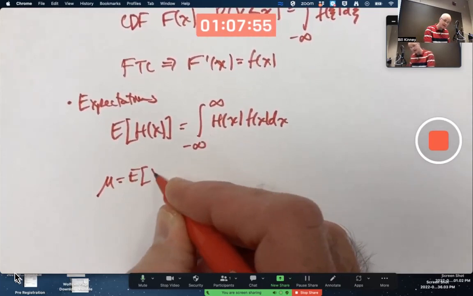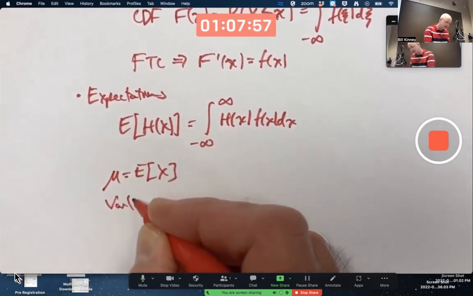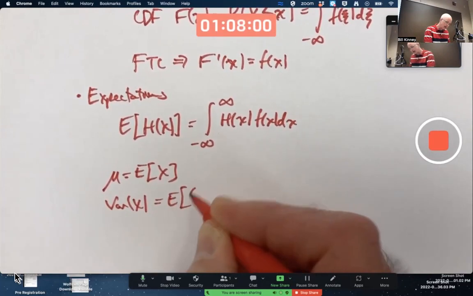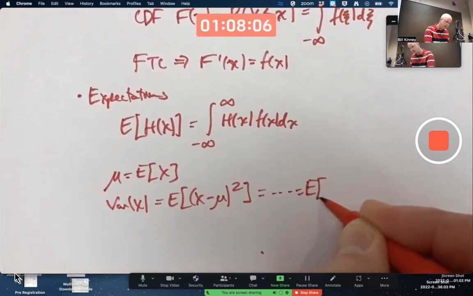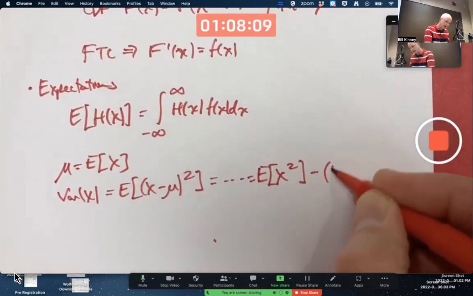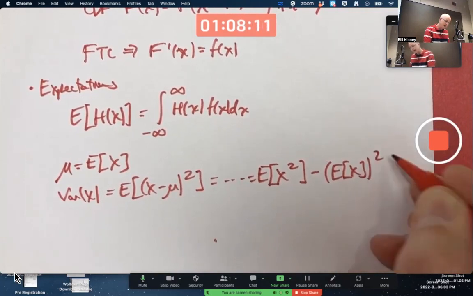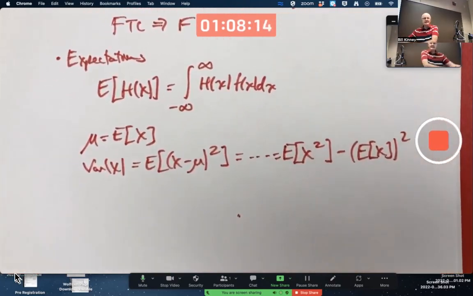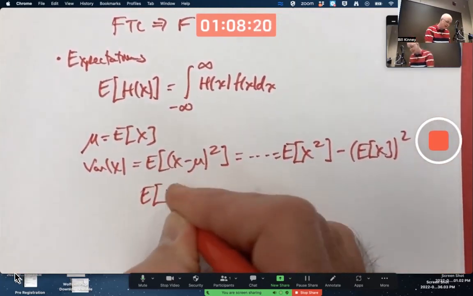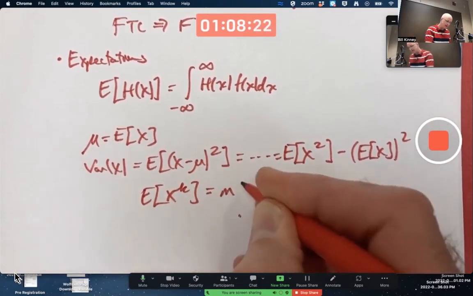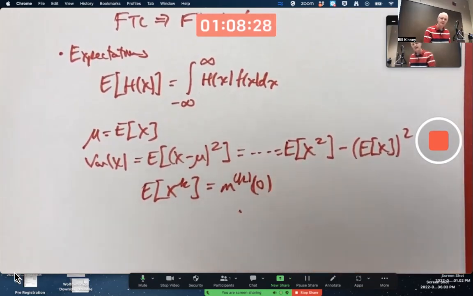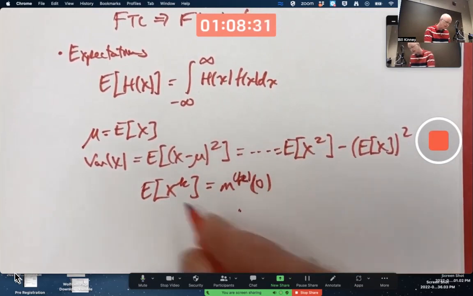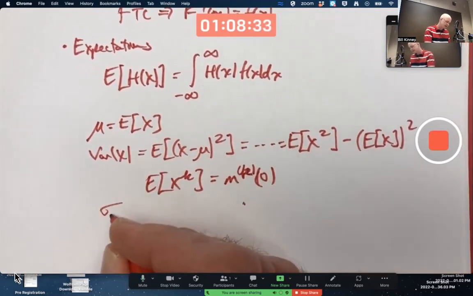Yeah, the mean is still expected value of x. The variance is still the expected value of x minus mu squared, which by the computational formula is the second moment minus the first moment squared. All the stuff about moment generating functions from chapter 3 still works in chapter 4. The kth moment can still be found by differentiating the moment generating function k times and plugging in 0. That's what that notation means. That means kth derivative. That's a k there. Standard deviation is still the square root of the variance.